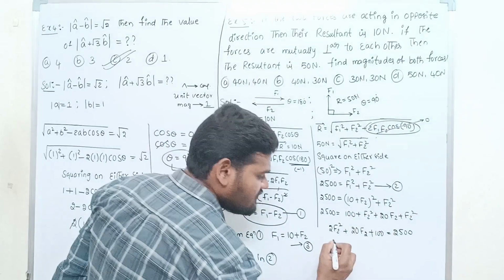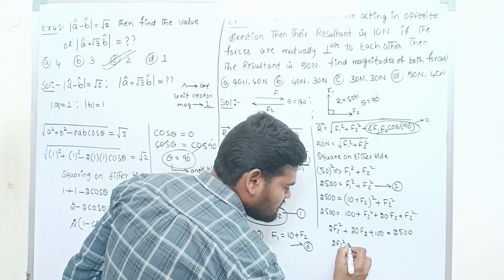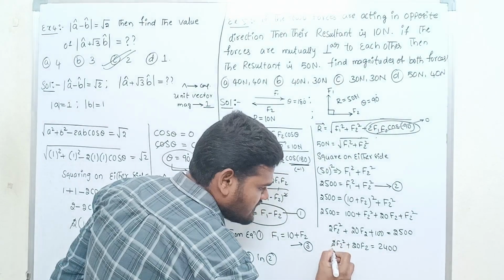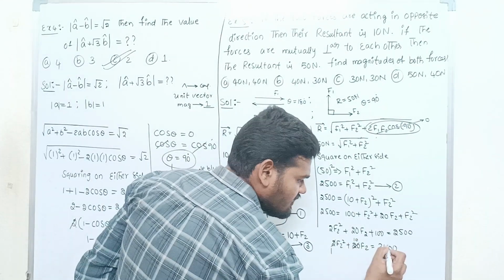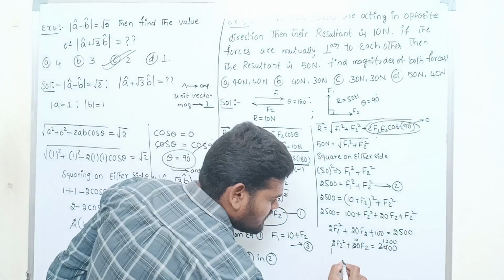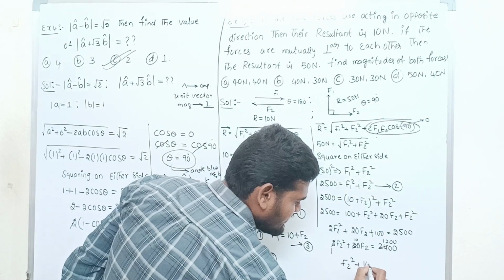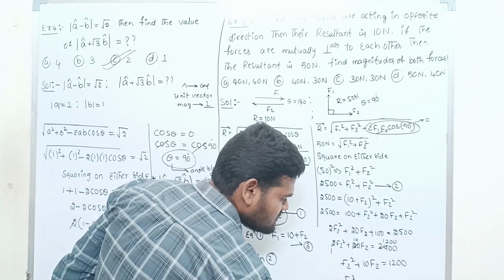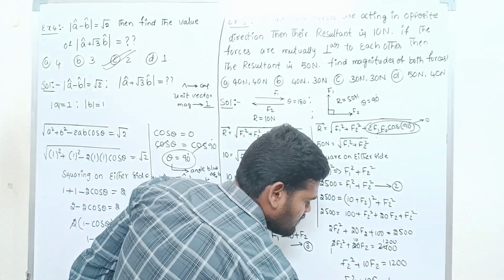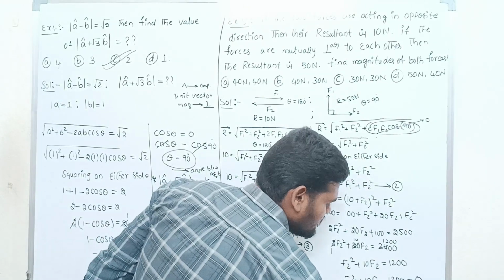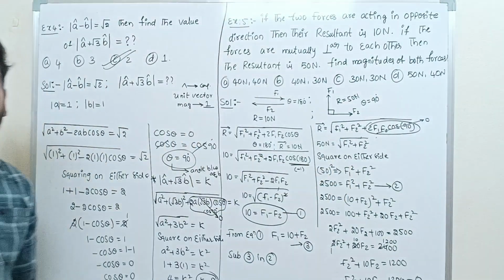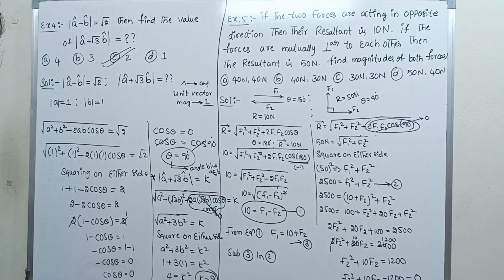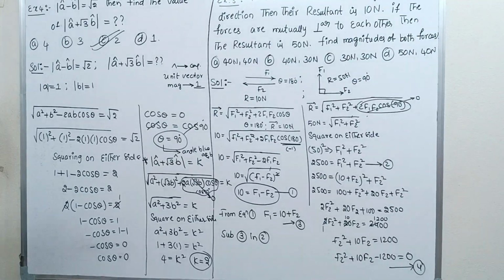2500 minus 100, we will get 2F2 square plus 20F2 is equal to 2400. So 2 ones are 2, 2 tens are 20, 2 twelves are 2400. So F2 square plus 10F2 is equal to 1200. So bring this 1200 to this side. It becomes F2 square plus 10F2 minus 1200 is equal to 0. Say this is equation number 4. Are you getting any doubts? Are you able to see the board?